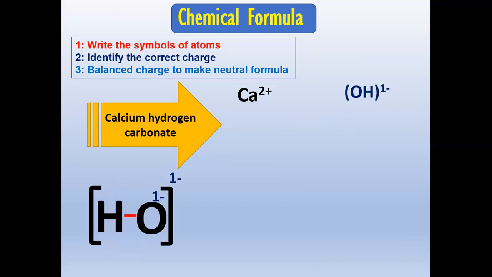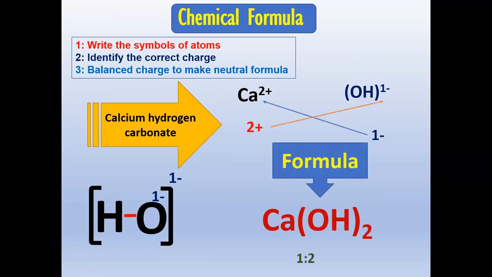We're going to take another example. If calcium has a +2 oxidation state, while the hydroxide overall has a -1 oxidation state, this will produce calcium dihydroxide, so Ca(OH)2, and that is producing a ratio of 1:2.